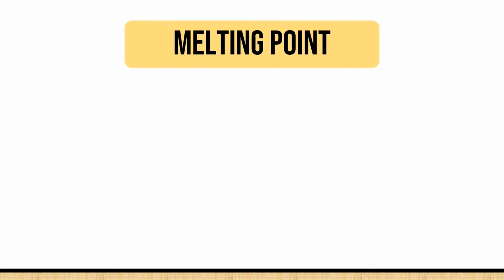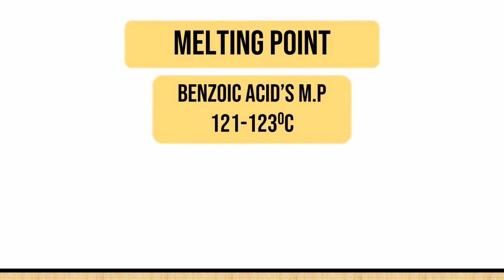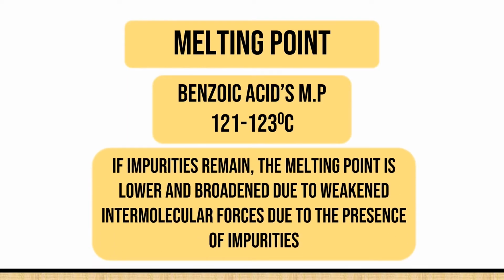In both general and organic chemistry, the pure crystals can be characterized for their purity by finding a melting point. Pure benzoic acid melts near 121 through 123 degrees Celsius. If our sample melts at this temperature, then we can safely assume it's a pure sample. If impurities remain in the solid crystal lattice, then the melting point is lower and broadened due to weakened intermolecular forces due to the presence of impurities.